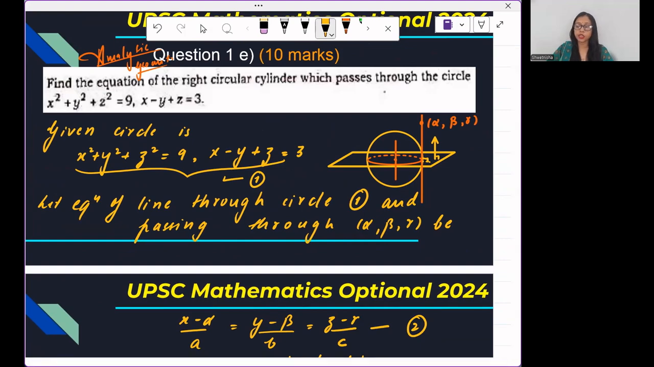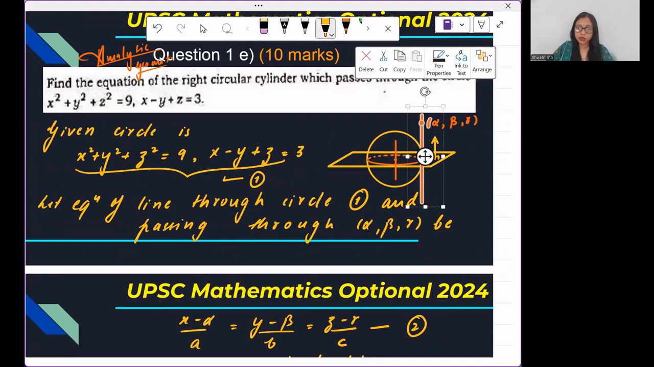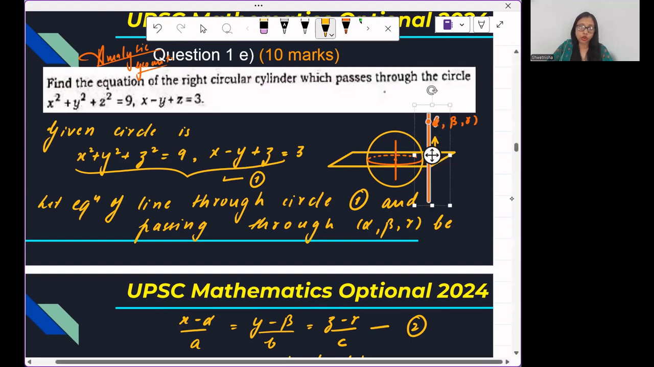But now, if a line is passing through alpha, beta, gamma and perpendicular, it is not enough to say that it's a generator, because now this line can be here also, not touching the circle or not touching the sphere. So in order to have the intersection, it must touch the surface of the sphere only at one point, right?